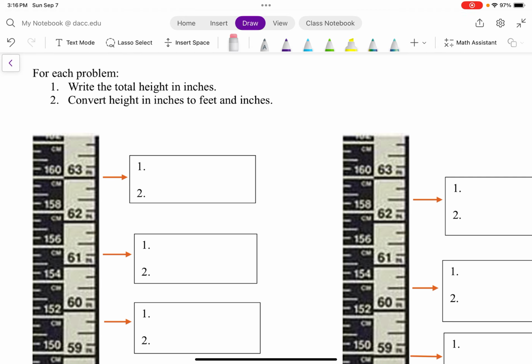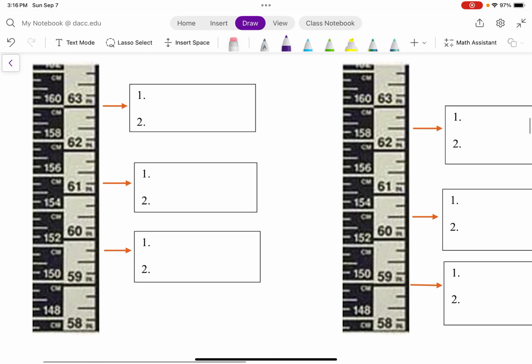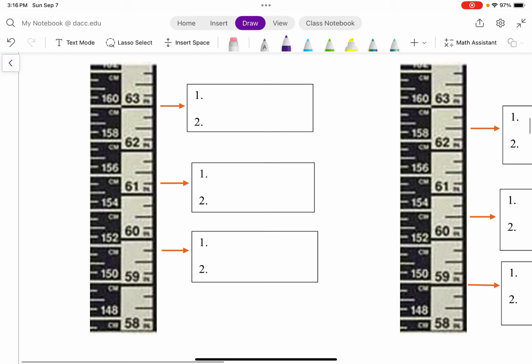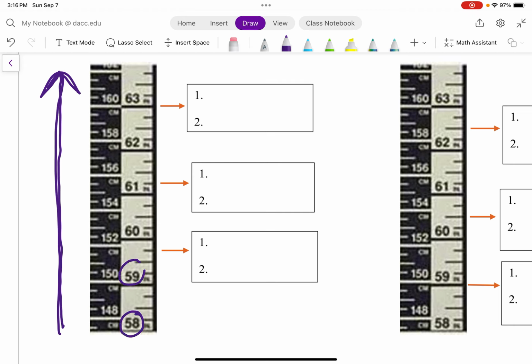You always have little lines. So let's look just at this ruler. This is another ruler, but now it's looking at height. Imagine that you're standing up against a wall and there's a ruler behind you. What you notice about the numbers is that they increase in value from the floor, right? Because the taller you are, the higher number of inches you have. So you can see that 58 then goes to 59, 60, 61, 62, 63. So it increases as you get taller.